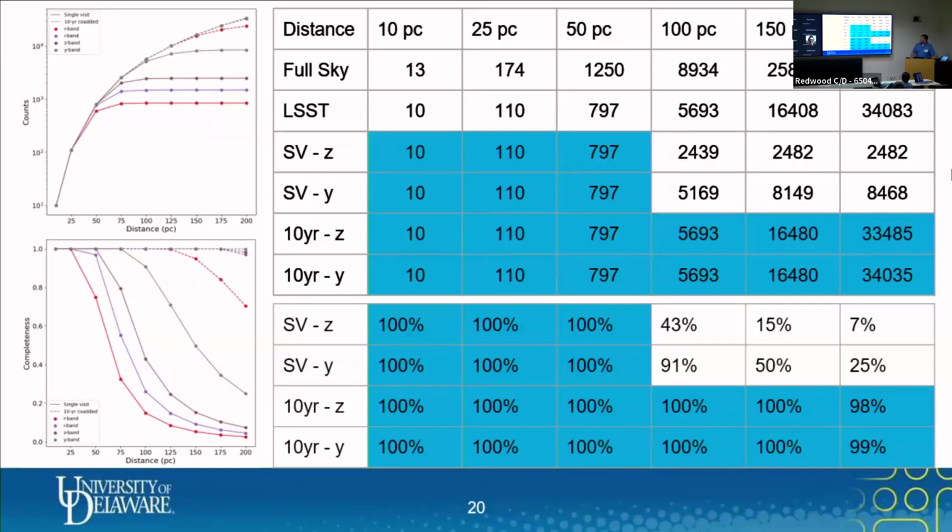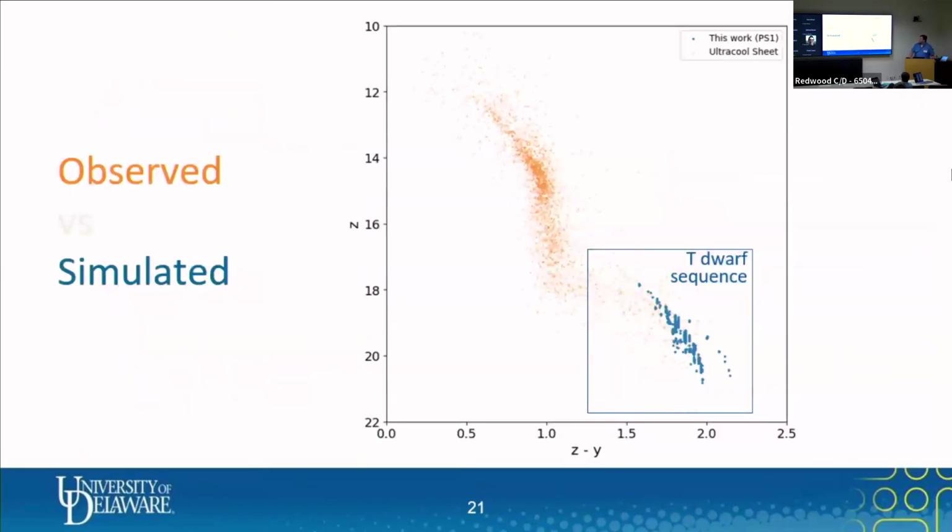With just a single visit, we'll have 100% completeness within the LSST footprint for T dwarfs out to 50 parsecs. And by the end of the 10-year co-added survey, we'll have nearly 100% completeness out to 200 parsecs. Most complete sample we have to date, 25 parsecs. That's huge. Last thing we did is we wanted to compare our simulated colors to observed colors.